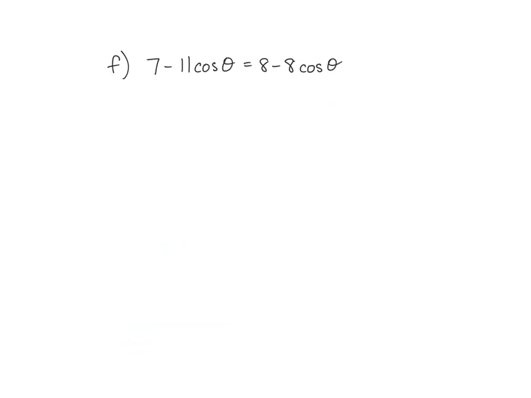So for example F, again, we want to isolate for our ratio, and then we want to find the values for theta. So I want to give you a minute or two to attempt this on your own from start to finish. So give it a go. Okay, so let's see how we did with this. So first, our goal is to isolate for our ratio.